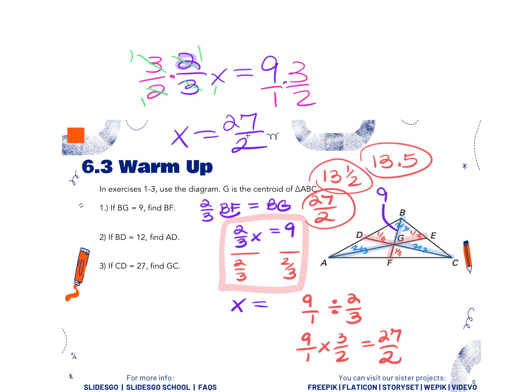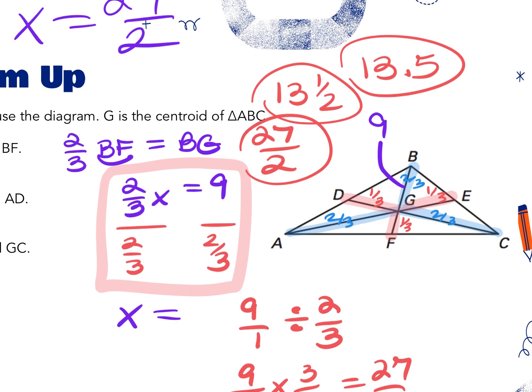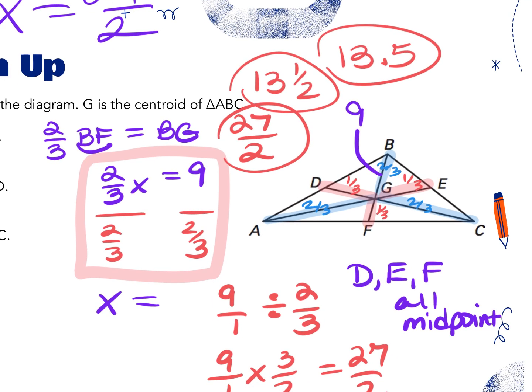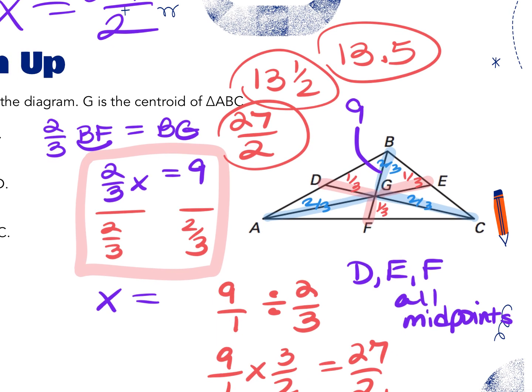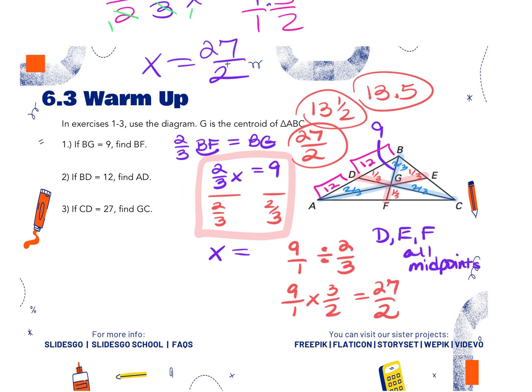Now, for the next one, BD and AD, remember the centroid is the point of concurrency of the medians, and the medians are hitting the midpoints of the sides. So in this picture, points D, E, and F are all midpoints. So for number 2 here, since they've given me the length of BD and told me that this is 12, and D is a midpoint, if this side's 12, so is AD. So the length of AD is 12.